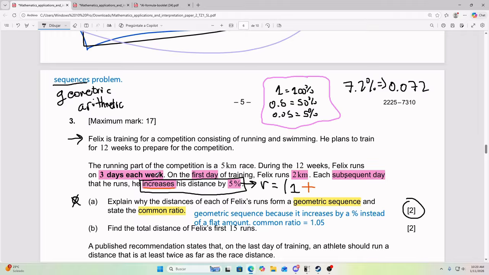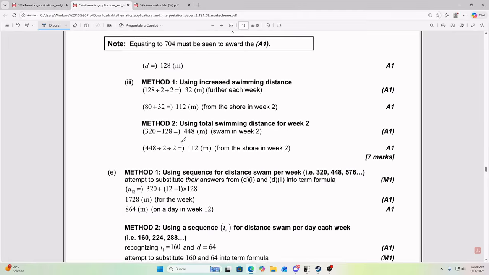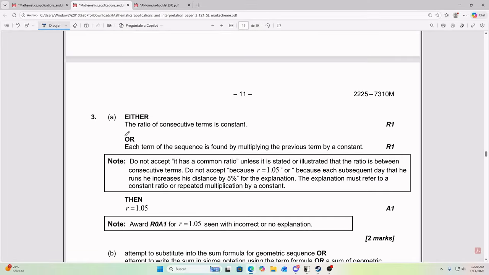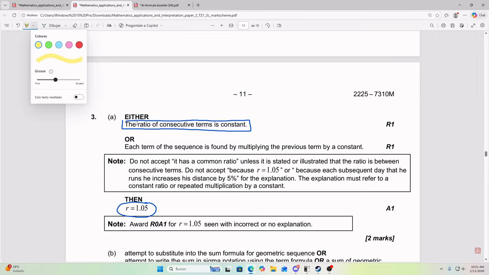Coming back to reality, increases by 5%, so 1 plus 0.05 means that you end up with R equals 1.05. Common ratio is 1.05. Over here we can see that for part A, it says R is 1.05. And the explanation says the ratio of consecutive terms is constant. So the key word here that you would give is the word ratio.